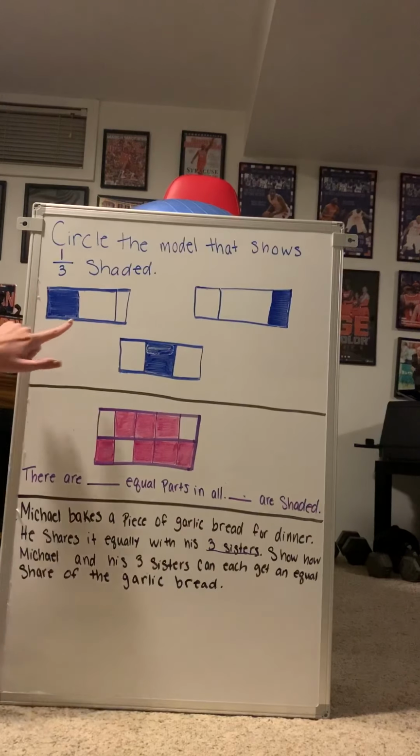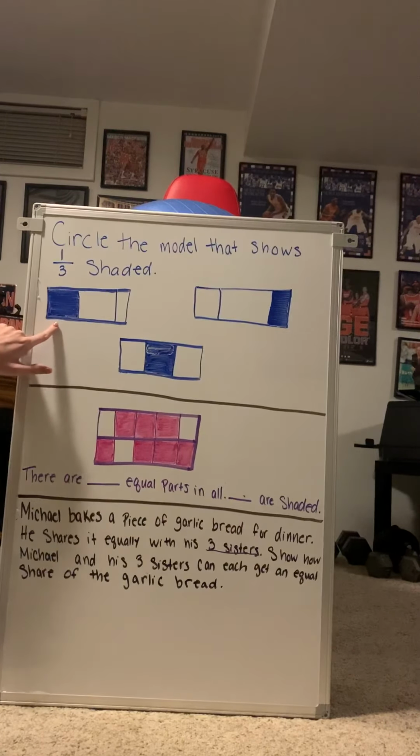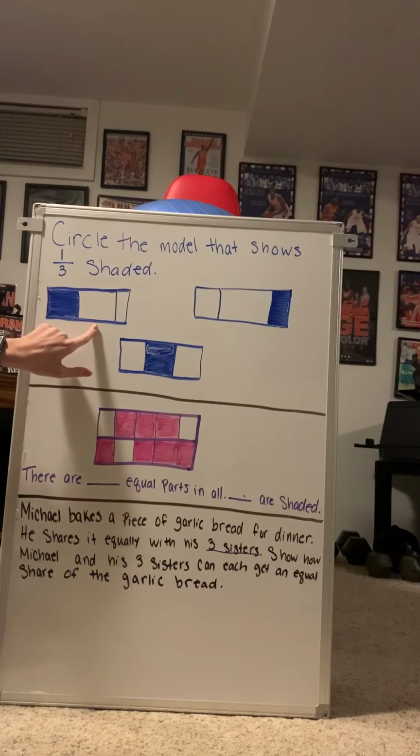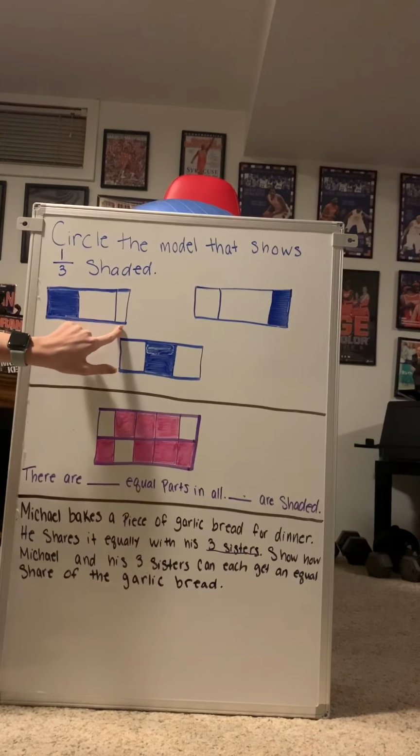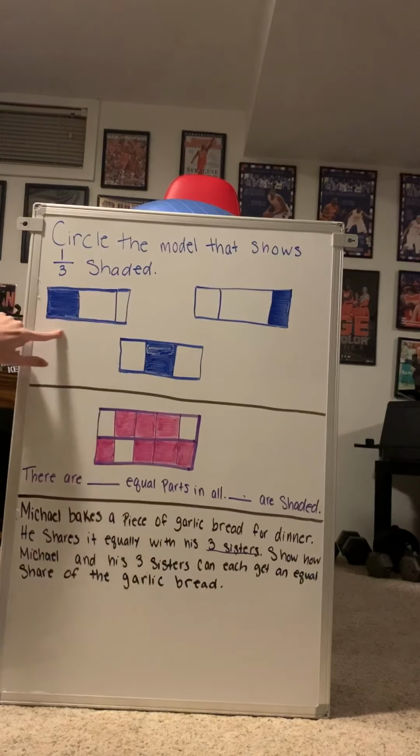I'm going to start with the first one. So I see this is a big size box. This is another big size box. But then I get over here and this one's really tiny. Are they equal? No. These do not show equal shadings, which means it is not showing us 1/3 shaded.